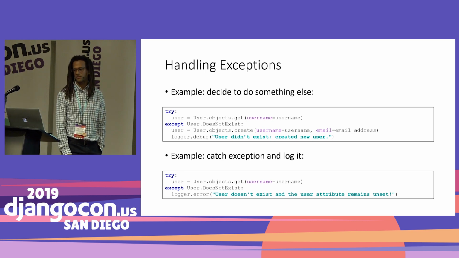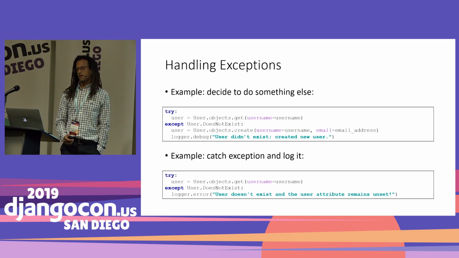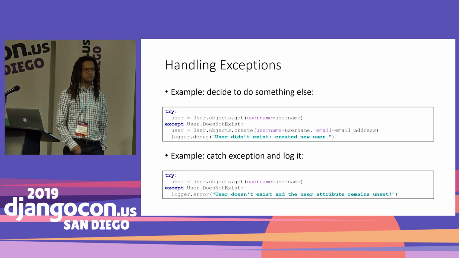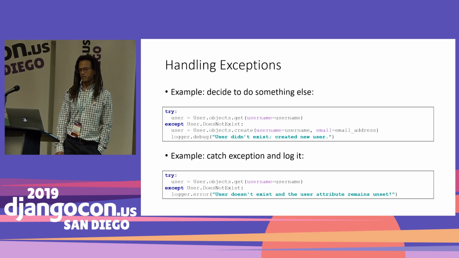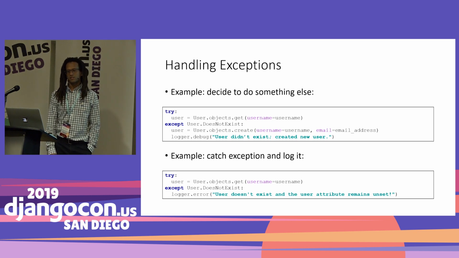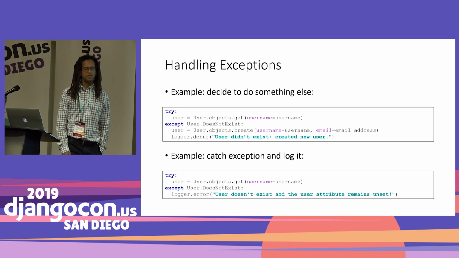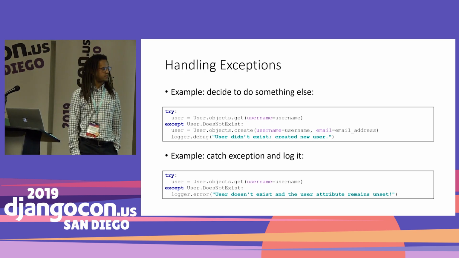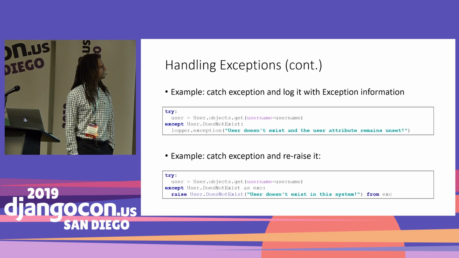In this first example, when the user can't be found, we create a new user and we log the event to debug. So this is to say that we can just see that something happened that we were expecting and choose to do something else about it. In the next example, the event is simply reported as an error and the user remains unset. That's going to become somebody else's problem in the next line of code.